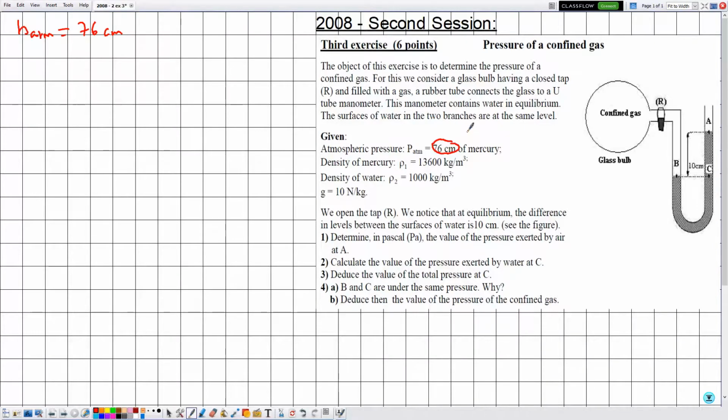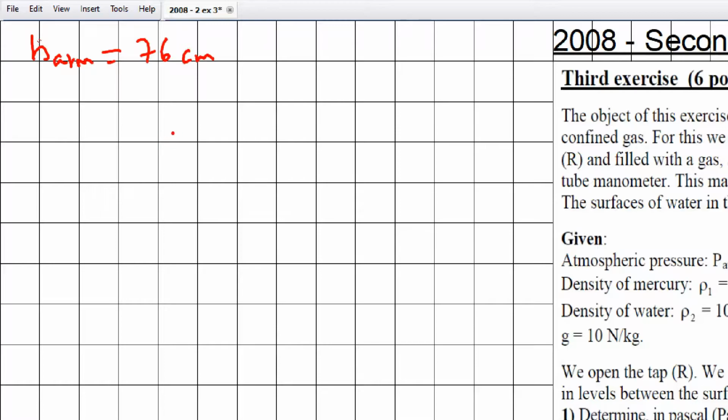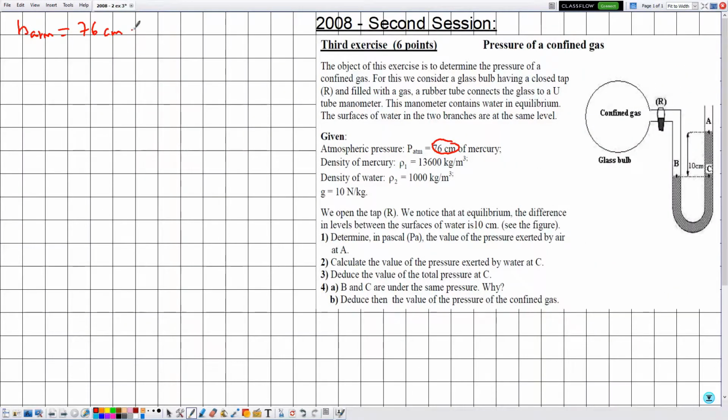So this value 76 centimeter corresponds to the atmospheric height that is used to calculate the atmospheric pressure. Notice that here centimeter is not the SI unit of length. In order to convert from centimeter to meter, we simply divide by 100. Then 76 divided by 100, so the atmospheric height is given by 0.76 meters.